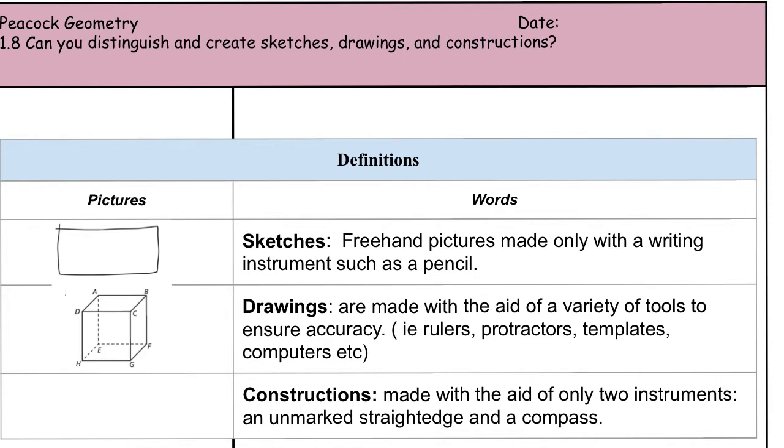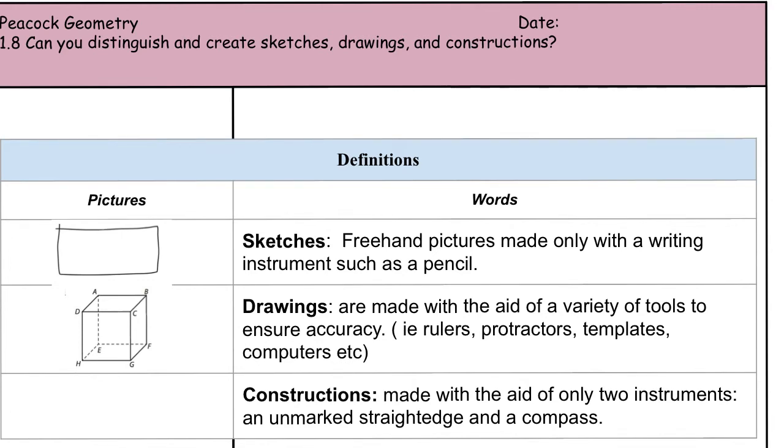We have three things in geometry: sketches, drawings, and constructions. Sketches are just what you make when you freehand a picture. Okay, you're just using a pencil and a piece of paper. A drawing is when you're actually trying to go for accuracy using straight edges, protractors, maybe a template, or a computer. Constructions, you only use two instruments: an unmarked straight edge and a compass.